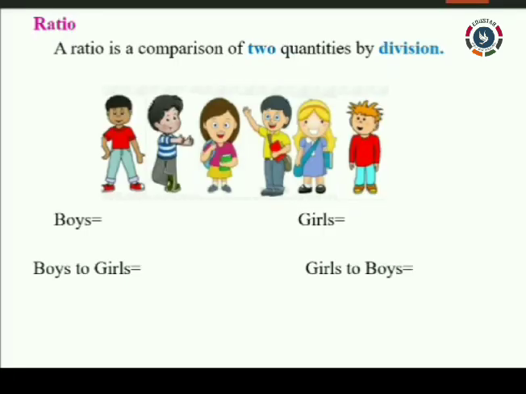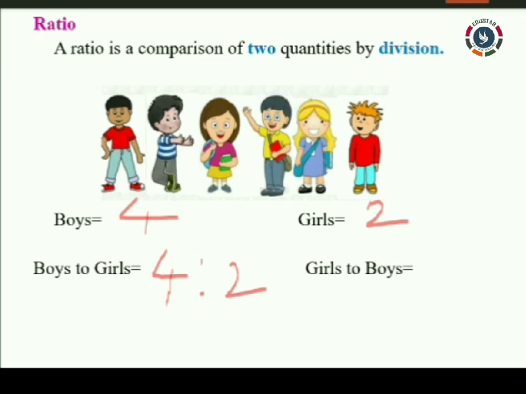First, you should know what is meant by ratio. Look at this picture. How many boys and how many girls are there? There are 4 boys and 2 girls. Now we are going to write ratio for boys to girls. So how many boys are there? 4 boys. Ratio are represented by colon, and how many girls are there? 2. So 4:2 is the ratio of boys to girls.